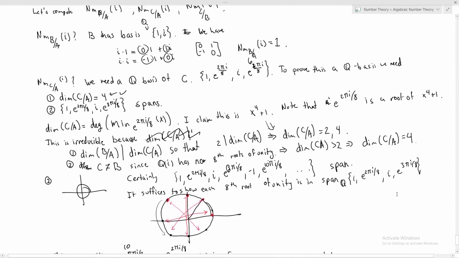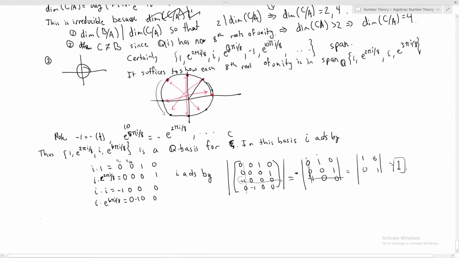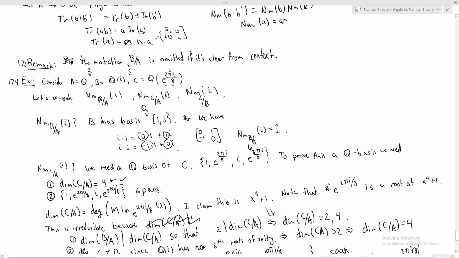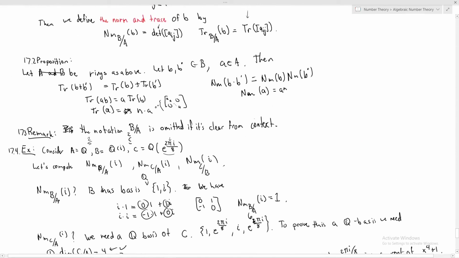Now, the last computation, the norm from C to B of i, we can actually use this fact. I is in B, so this is just i squared, which is negative 1. And this is by 17.2 here.